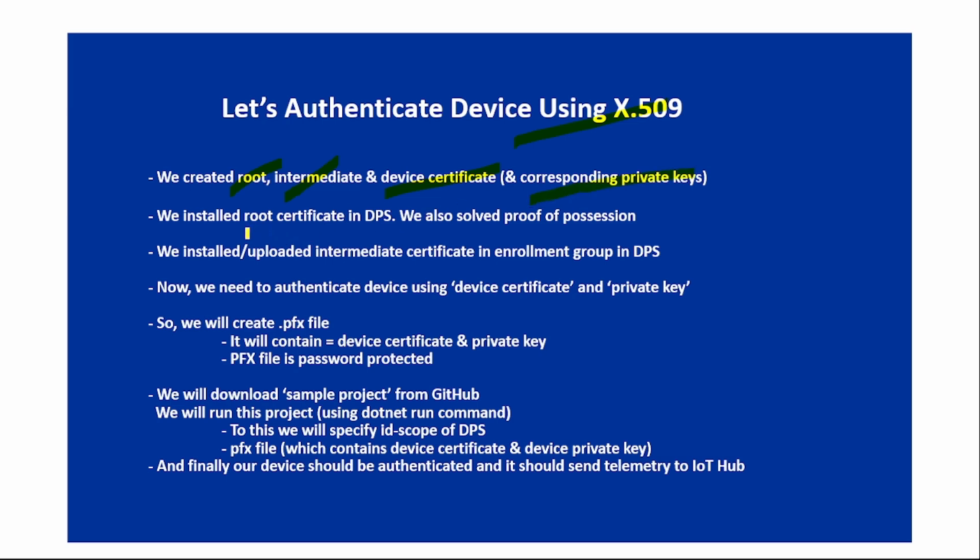Then we also installed our root certificate in DPS. We installed our intermediate certificate in an enrollment group in that DPS. But now we want to authenticate our device using the device certificate and private key. So what we will do is create a PFX file for this device. That PFX file will contain the device certificate and private key.